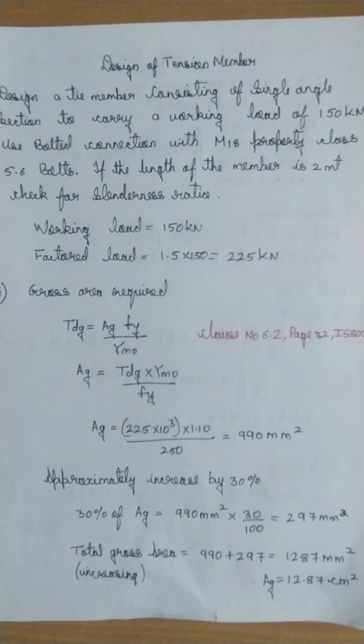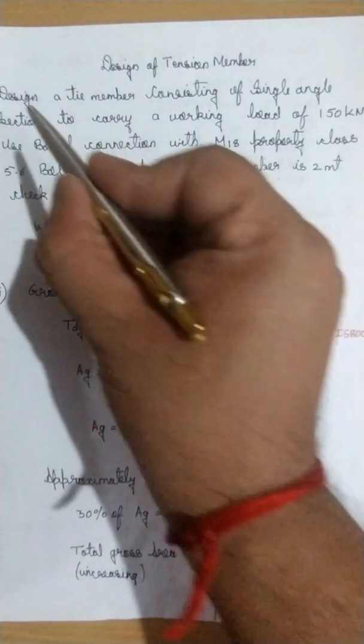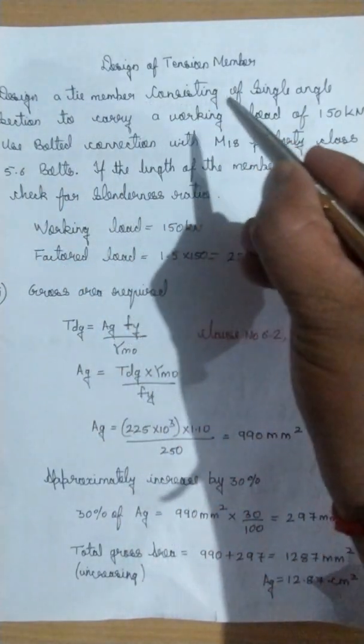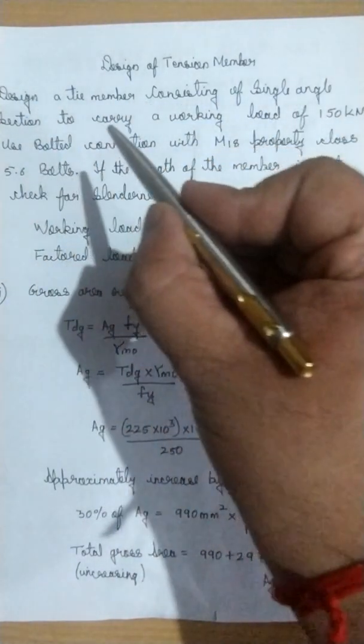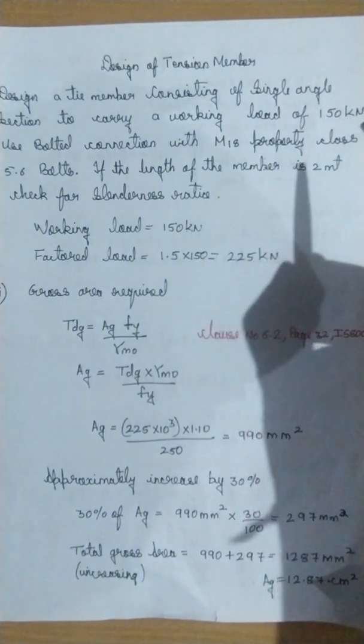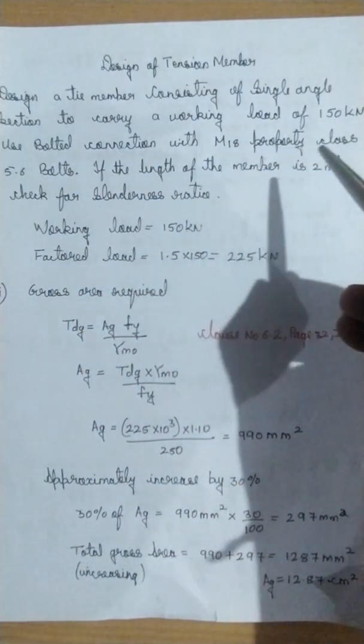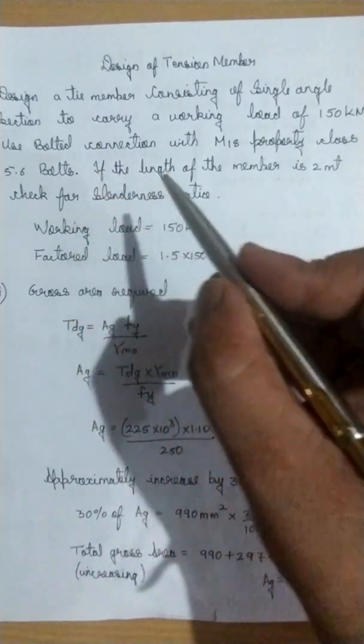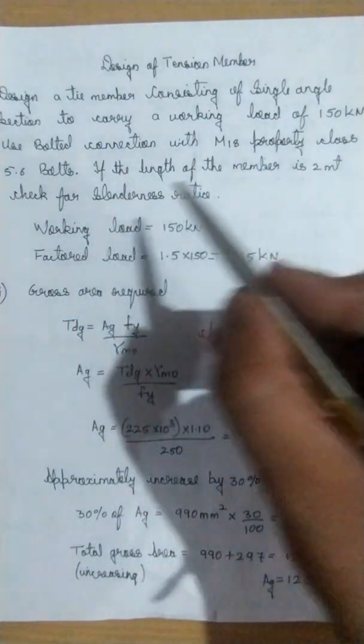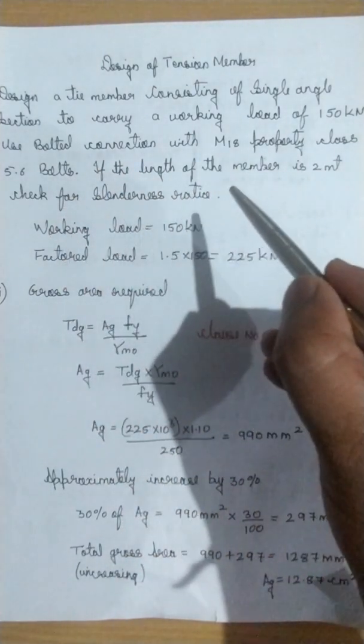So today we will take up a numerical wherein we have to design a tensile member using a single angle section. So this is the question. Design a tie member consisting of a single angle section to carry a working load of 150 kilonewton. Use bolted connection with M18 property class 5.6 bolts. If the length of the member is 2 meter, check for the slenderness ratio.